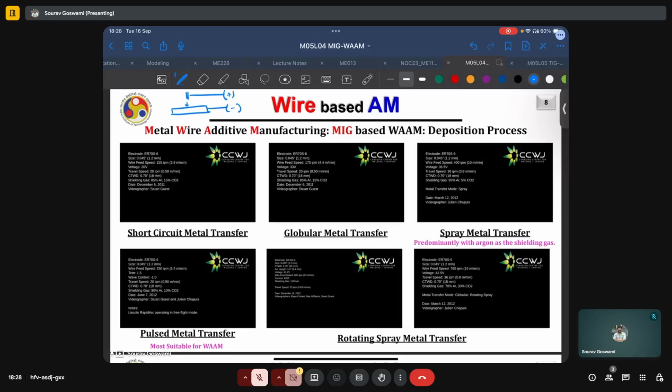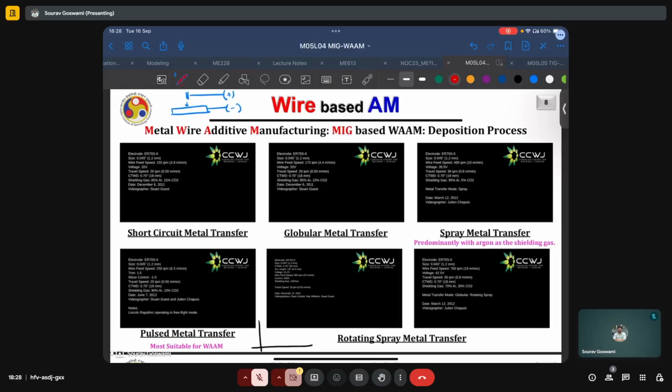In spray metal transfer, instead of, say, large discrete globules, the metal is transferred to the substrate in the form of sprays or very fine droplets, and this is predominantly done with argon as the shielding gas. For pulse metal transfer, as we saw in the video, you can actually see bright and dark pulses. That is when the amount of current increases or decreases. And in this case, typically, the current is not constant.